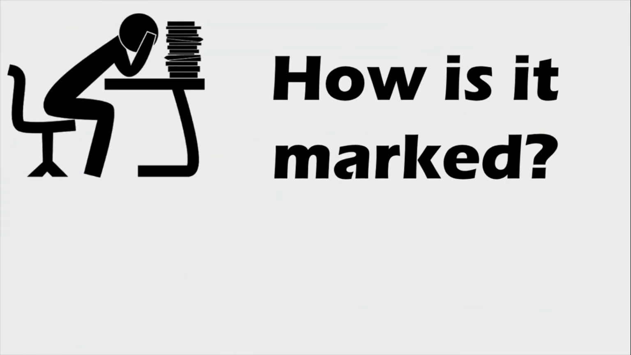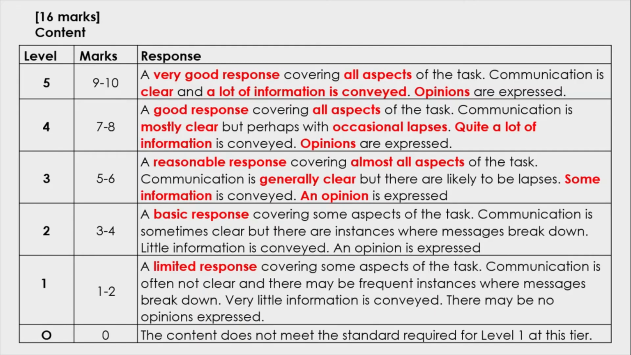How is it marked? 3, 2, 1. How is it marked? So you are going to have 16 marks to go through, and we shall go through content now. So for content, you are going to get up to 10 points, and you've got 5 levels here. So if you'll be sitting, I don't know, foundation, for example, you'll be having grade 5 and 4 and 3 and 2 and 1 and 0.